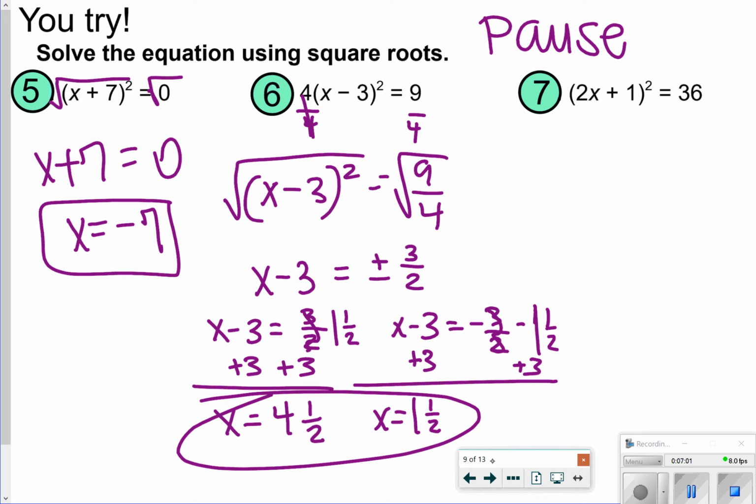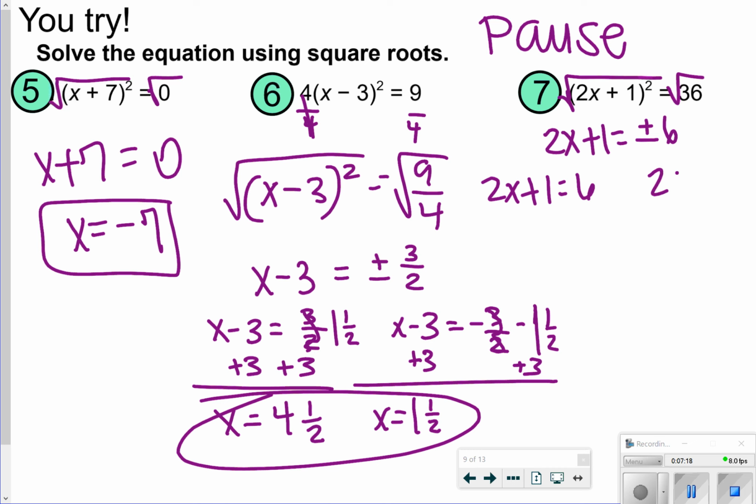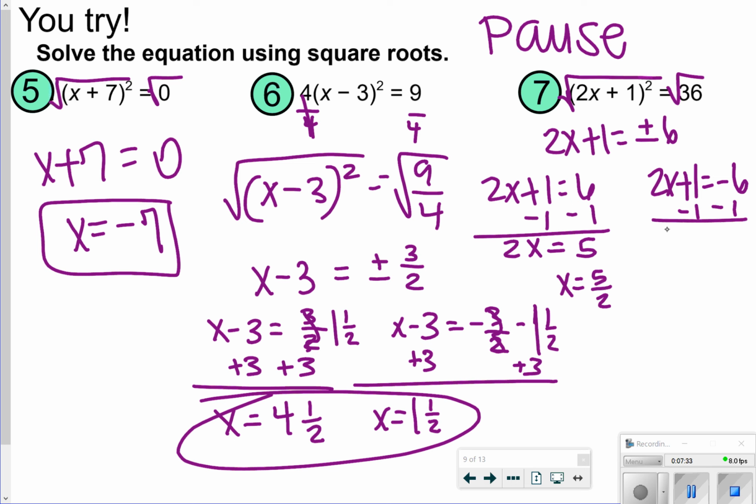And then the last one, number 7, again, let's start off by finding the square root of both sides. So I have 2x plus 1 is equal to positive or negative 6. Now I'm going to set both of these equal to a positive and a -6. So I have 2x plus 1 equals 6 and 2x plus 1 equals -6. I'm going to start solving by subtracting 1 from both sides. For this first one, I get 2x is equal to 5. So x is equal to 5 halves, or 2 1/2. And then over here, when I subtract 1, I get 2x equals -7. So that means x is equal to -7 halves for that second part. So these are my two solutions for number 7.